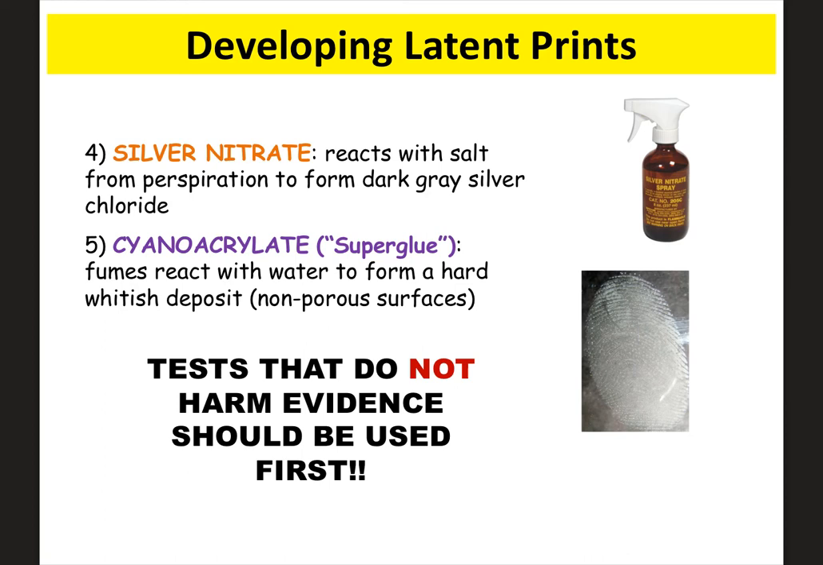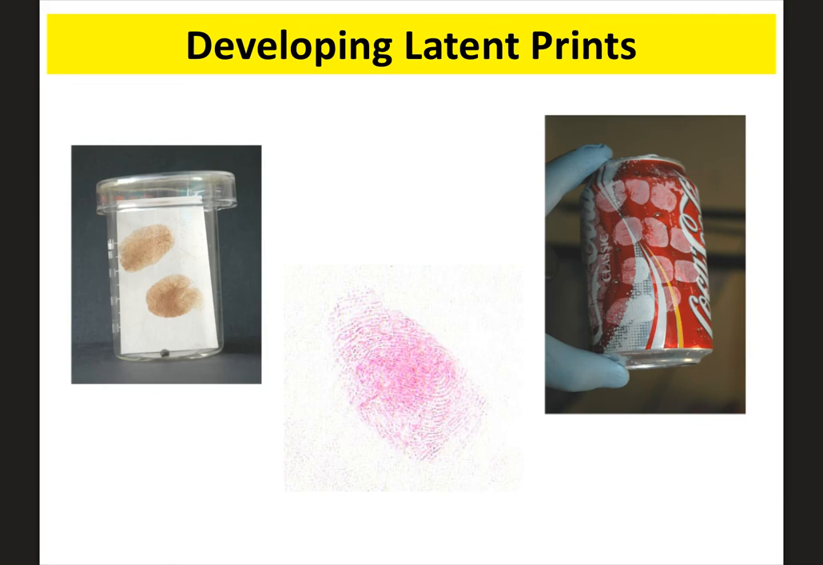But the key here is there's a lot of different ways to develop these latent prints, but we need to pick a test that we try not to destroy the evidence. All right, we would want to try to use those tests first, but sometimes here you might be stuck using one of the ways and it might destroy the evidence a little bit. So ideally we don't want to do that, but you might not have a choice. So these pictures here are just showing some of these different methods here for developing the latent print.